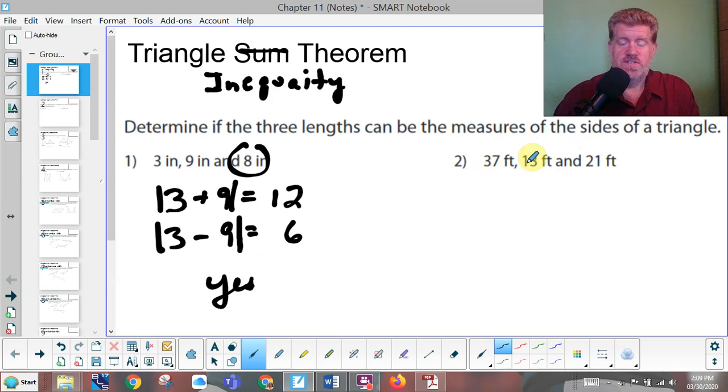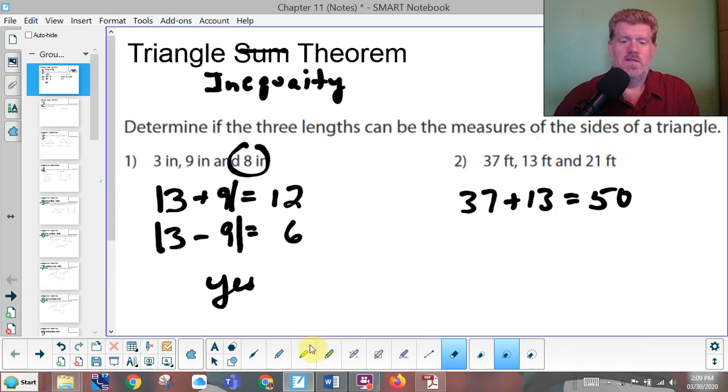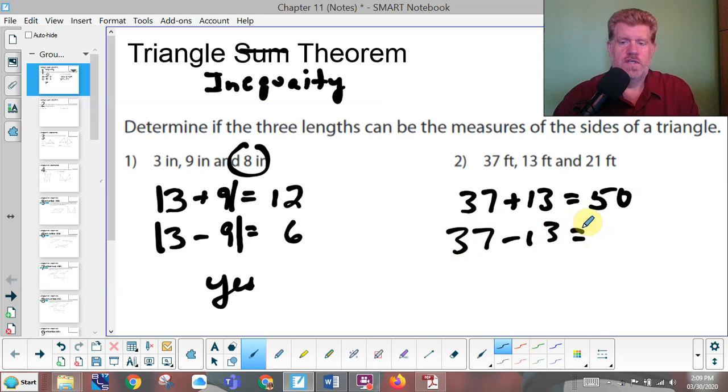How about this one? 37, 13, and 21. Take any two sides you want, it doesn't matter. We'll take 37 and 13, add them up. That's 50. Subtract them, and what do we get? 24. So the third side must be between 24 and 50. And guess what? It is not. It's too small. So the answer is a no.